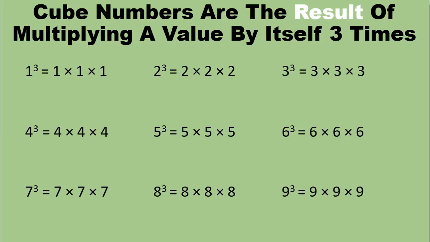Let's get started. Cube numbers are the result of multiplying a value by itself 3 times. As you can see, we show that by putting a little 3 up at the top. That little number up at the top is called a power or an index or an exponent. So if we say 3 cubed, it's the same thing as 3 with a power of 3, or 3 with an index of 3, or 3 with an exponent of 3.